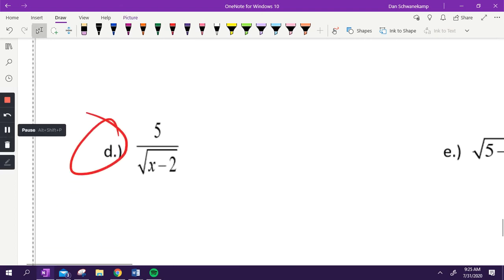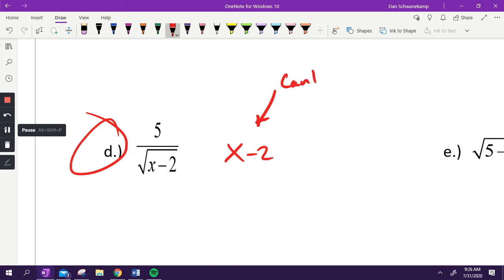I've got 5 over the square root of x minus 2. Is it a fraction? Yes. Is it a square root? Yes. Oh, no. All right. So I've got the x minus 2. What has to be true about that x minus 2? It cannot be 0. This can't be 0. What else has to be true about it? Can't be negative.